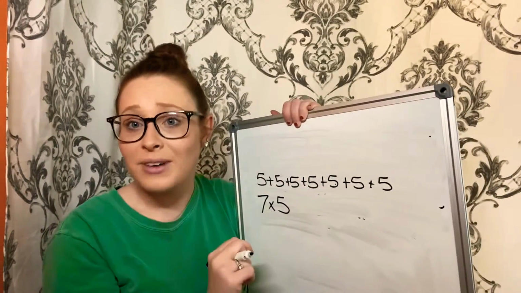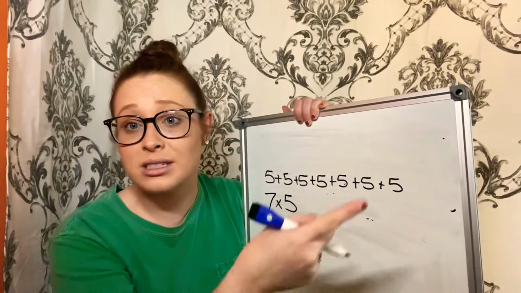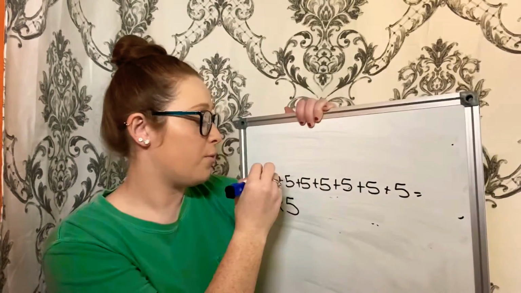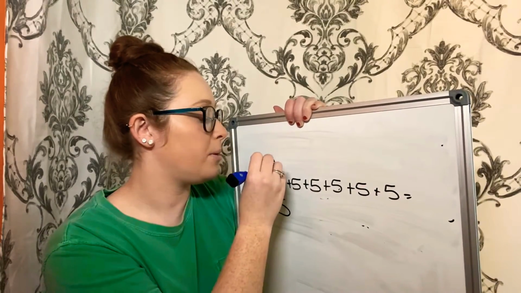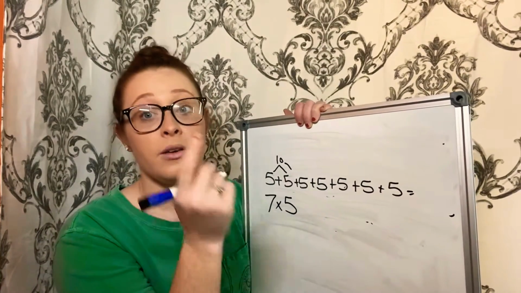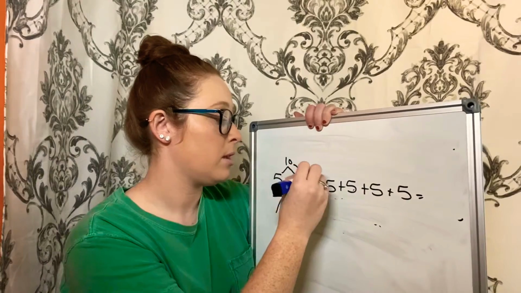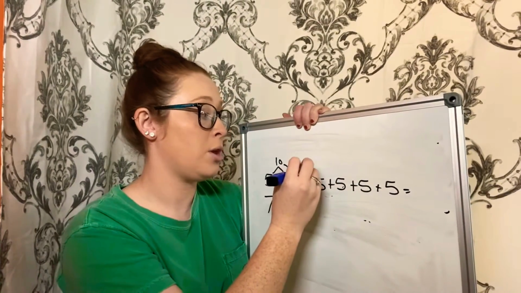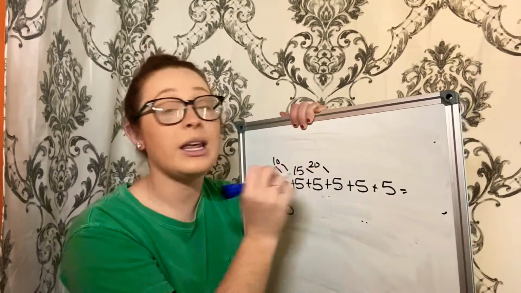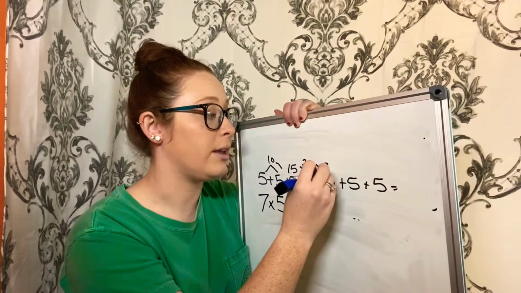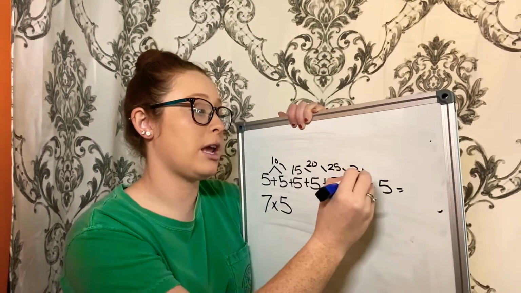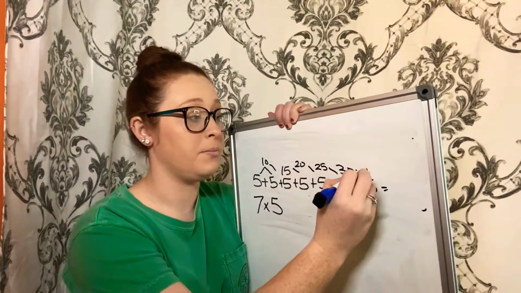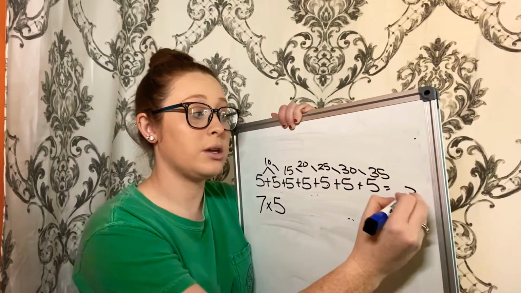So let's count by 5s, or add up the 5s, until we get to our answer. 5 plus 5, that's 10. 10 plus 5, 15. 15 plus 5, 20. 20 plus 5, 25. 25 plus 5, 30. 30 plus 5, 35. So the answer is 35.